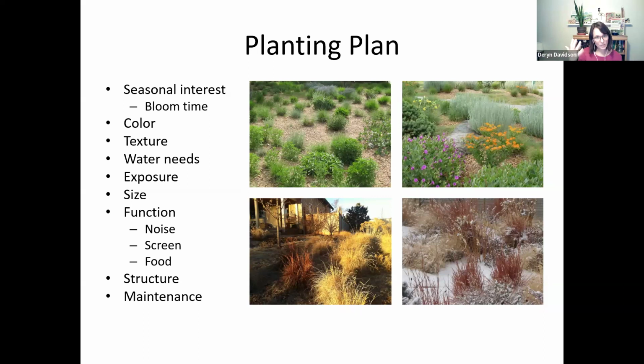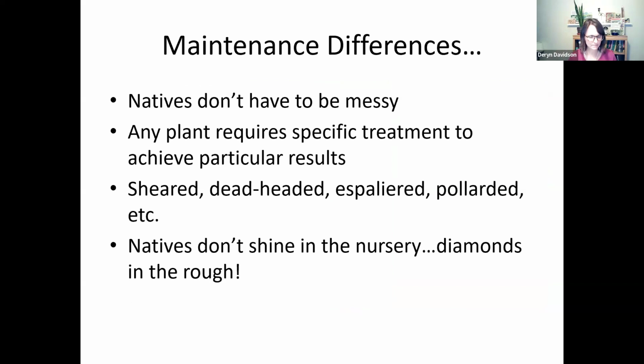You want to think about the structure of the plant. So do I have really strong architectural things? Do I have some things that are a little bit softer, and how can you combine those? And then maintenance. Maintenance is super important. A couple of thoughts on maintenance.